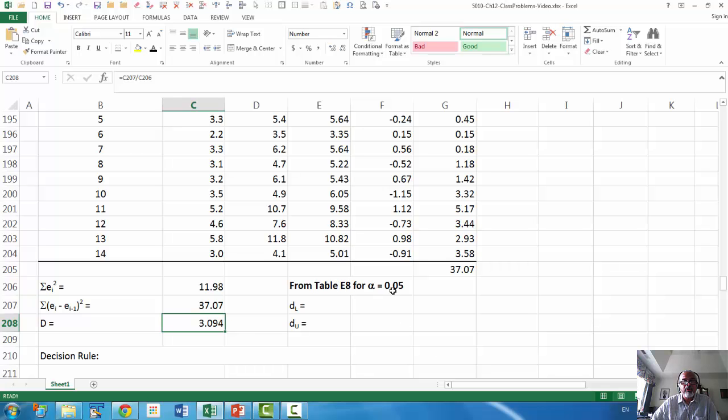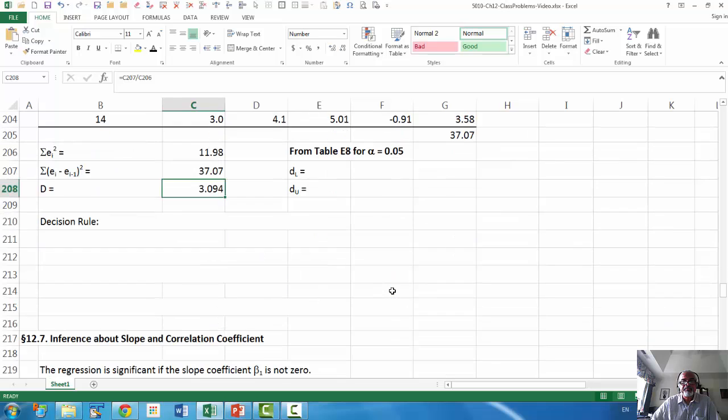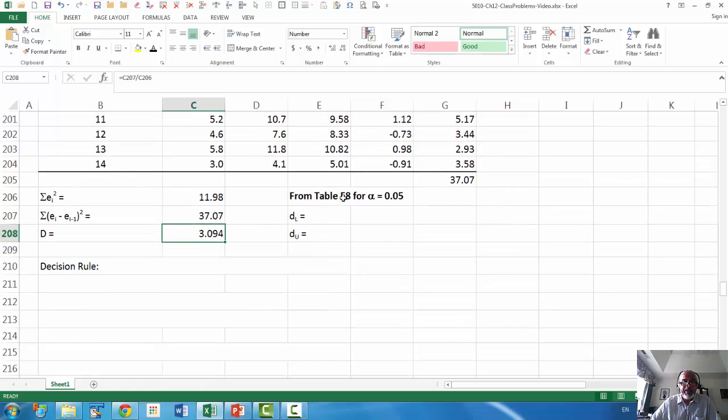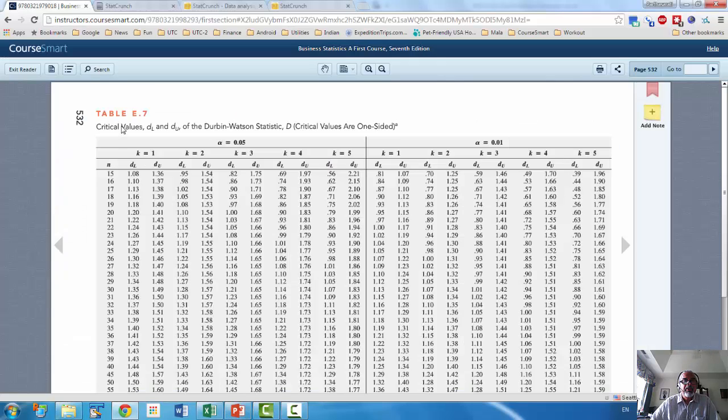So now if you use alpha of 0.05 from table E.7, the table gives you the d sub L and d sub U values. Okay, so here, for alpha of 0.05, k is the number of x variables, which is 1. Now n starts from 15, so our n is 14. So we'll use the closest n value, which is 15. So 1.08 and 1.36.